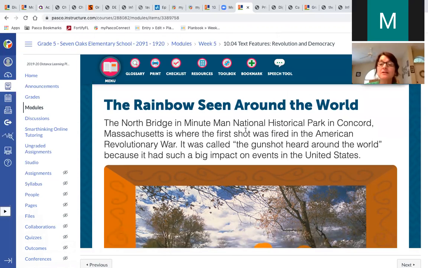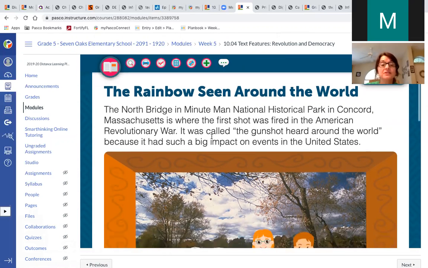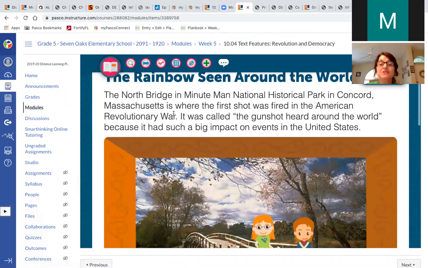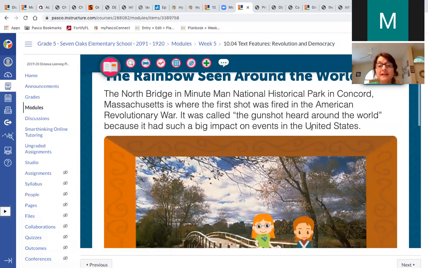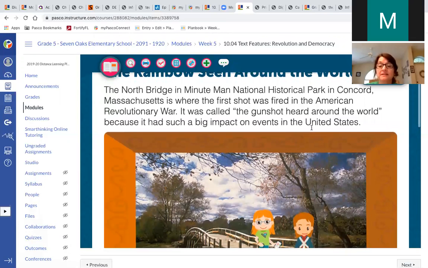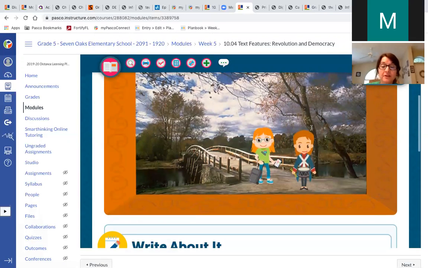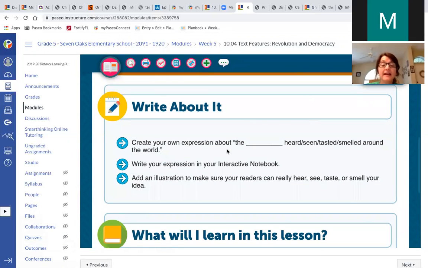All right, so if we look here at this first section, it's called the gunshot scene around the world. Actually what this is going to be talking to you about is the first shot that was fired in the American Revolutionary War. And it was called the gunshot heard around the world because it had such a big impact on the events in the United States. So you're going to go through and read that, and then just read the write about it here. This isn't something you have to do in your interactive notebook. It is an optional activity, but just read through it, okay?